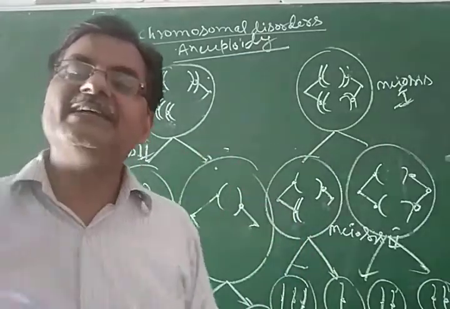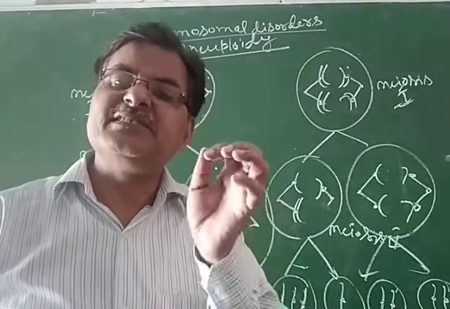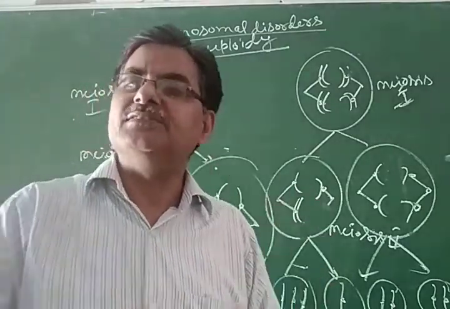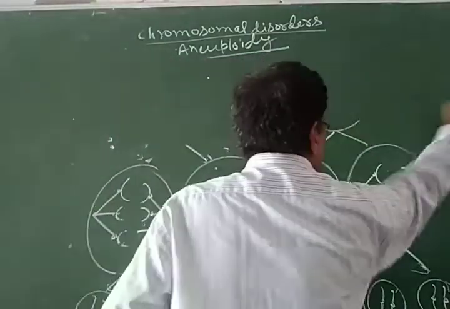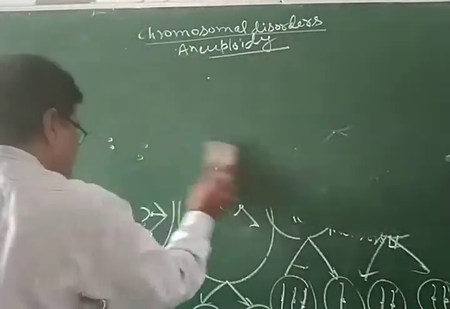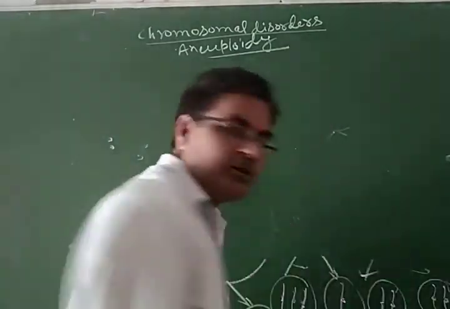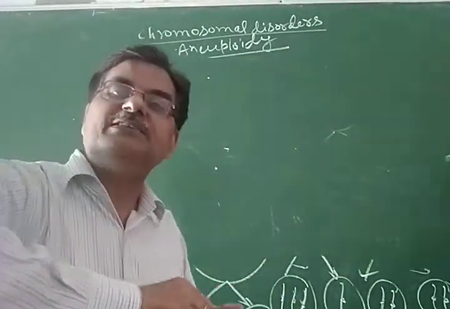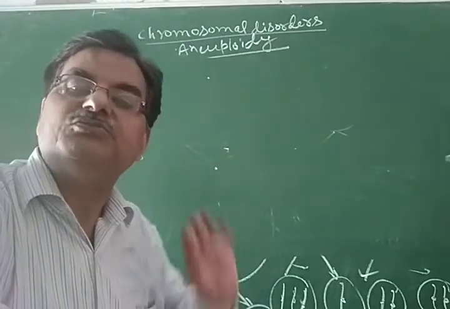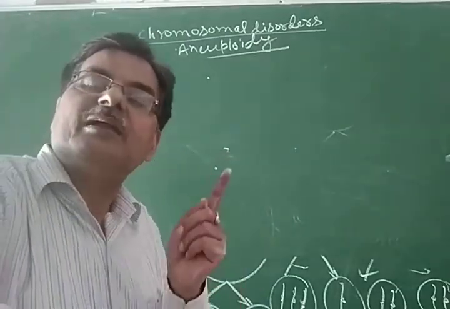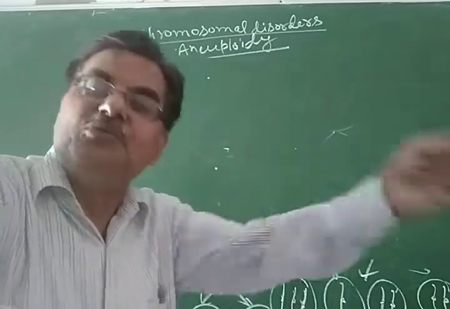This failure of segregation is also called non-disjunction. So now you see, different types of gametes can be produced due to these 2 reasons. What are the 2 reasons? One is the failure of segregation of homologous chromosomes in meiosis 1, and another one is the failure of segregation of chromatids in meiosis 2.